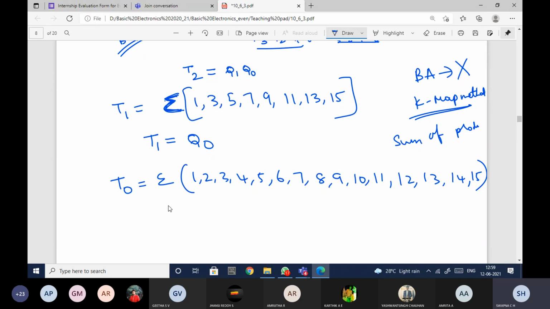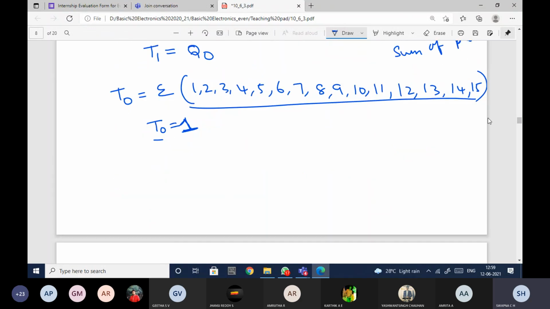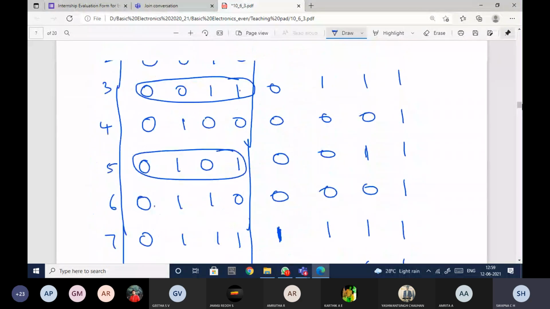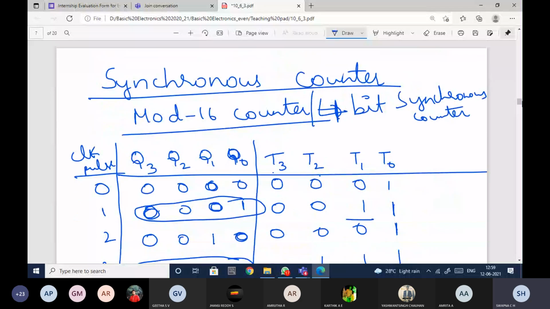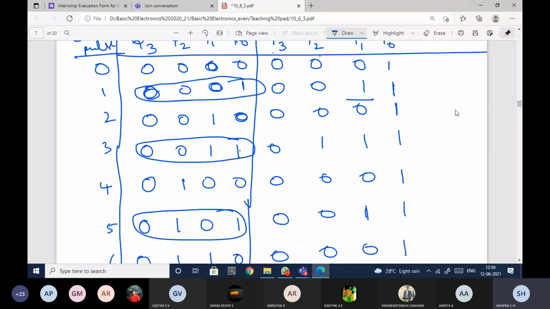But here, what you need to do is just remember the equations. T naught, when you simplify this, you'll get 1. When you simplify this complete equation, you'll get Q naught. This many terms will reduce to Q naught. This many terms will just reduce to 1. Even in the exam, you need not simplify everything. But what you can do is write about the mod 16 counter, how many flip-flops are required, how many bits are required, then write this truth table.